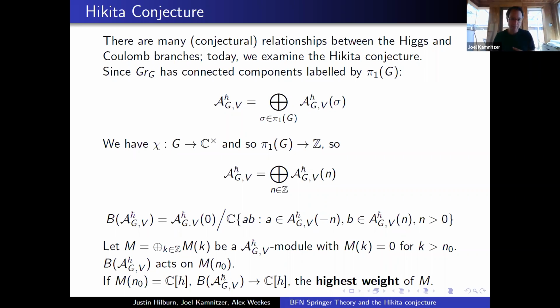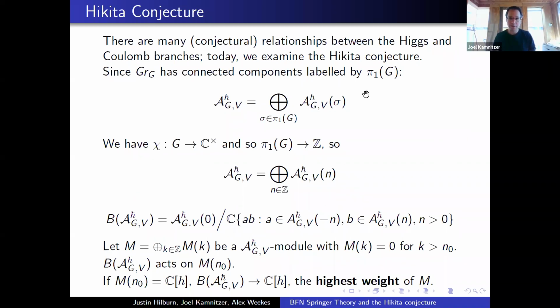So if this highest weight space is one-dimensional, then this will actually give you an algebra map from this B algebra, this funny algebra I built this way, to C[h bar]. And I'll think of this algebra map as being the highest weight of my module M. So in the case when, as I mentioned, AH is some universal enveloping algebra of sl_N, then this map really will be telling me the highest weight of my module.